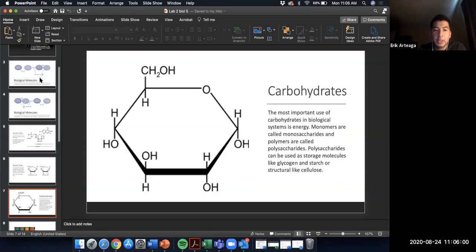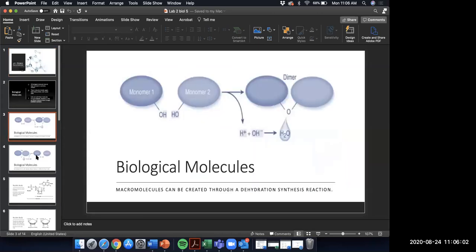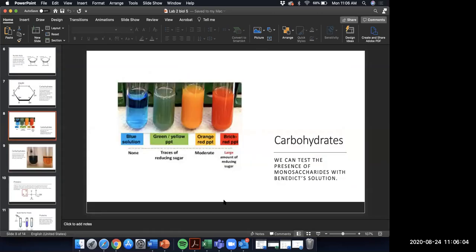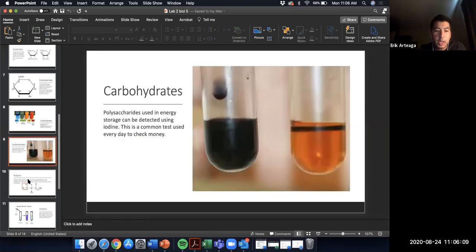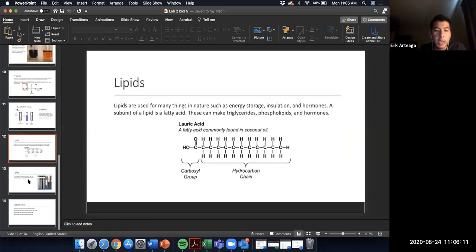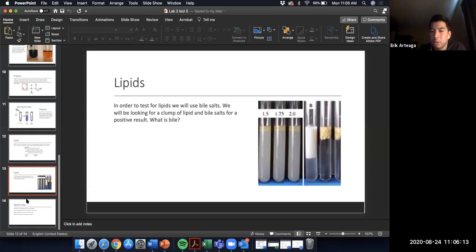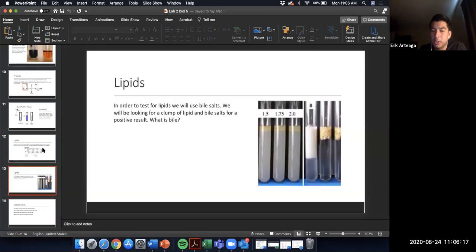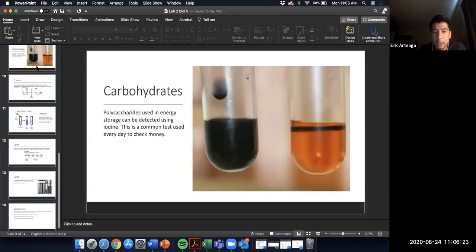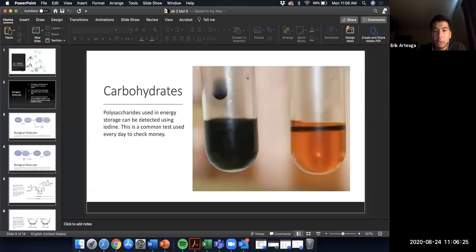I'll upload this PowerPoint for you as well, so you can have it as a reference. The carbohydrates and the proteins and whatnot, you'll have the reagents there. And we'll talk about emulsification of fats probably a little bit later, especially when we get into the digestive system. We'll talk about the bile duct and bile salts and things like that. Okay. So again, I'll upload this for you to have. All right. Any questions?